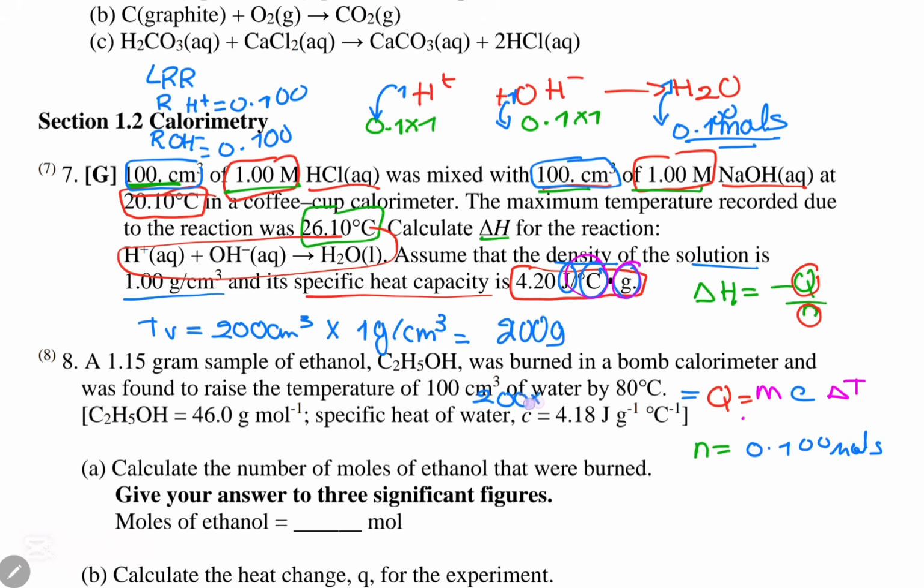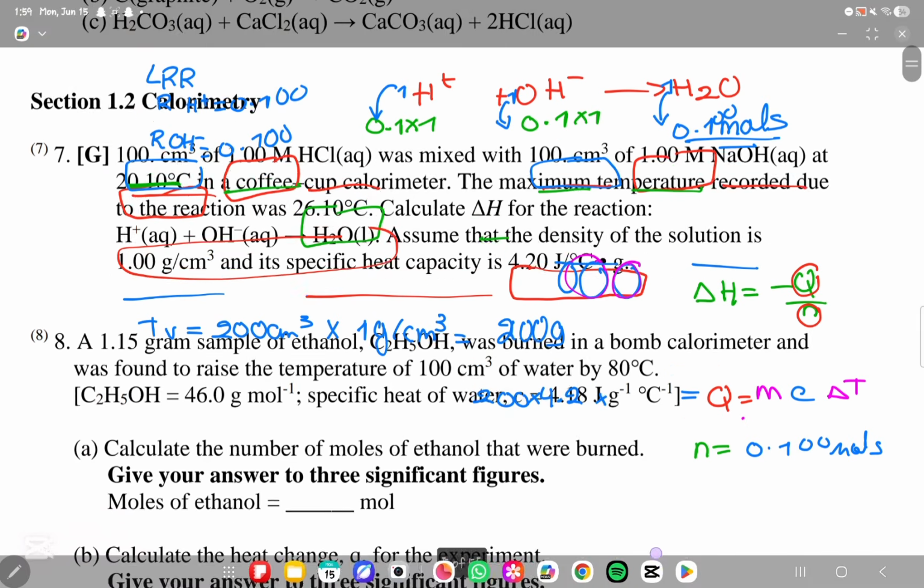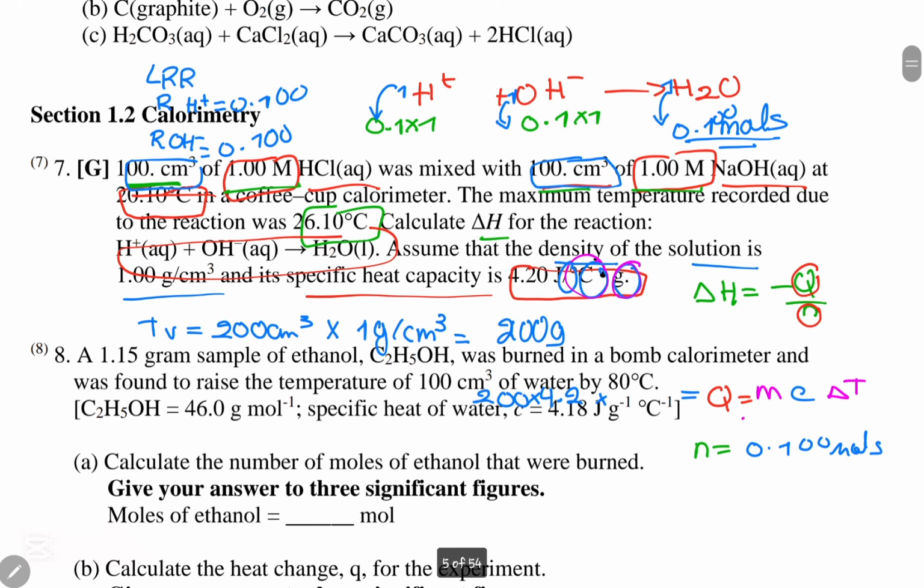So it's 200 times the specific heat capacity, which is 4.2, times the change in temperature. Now, the change in temperature does not matter if it's in degrees Celsius or in Fahrenheit, because it's just the change. The change will be the same value. So what's the final temperature? 26.10 minus the initial temperature, which is 20.10. You will subtract them, you will get 6.00 as the difference. And this is 4.20, and this is 200.